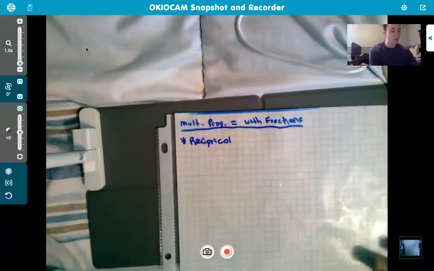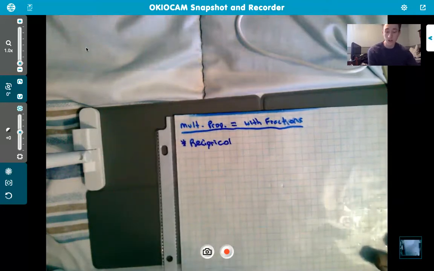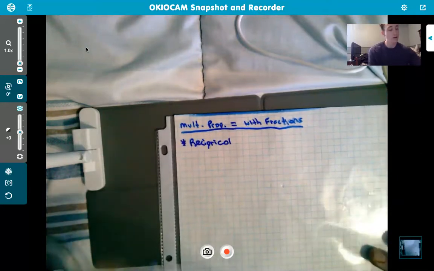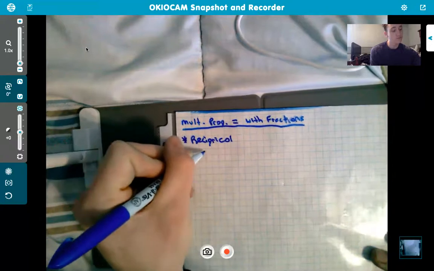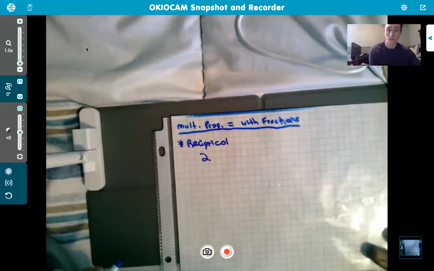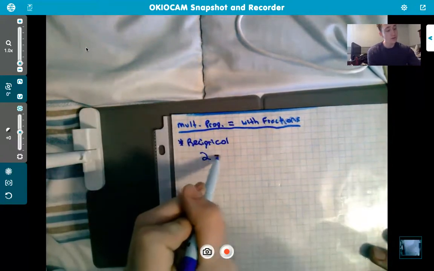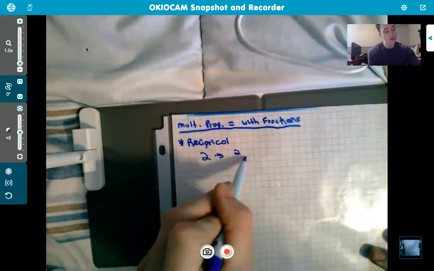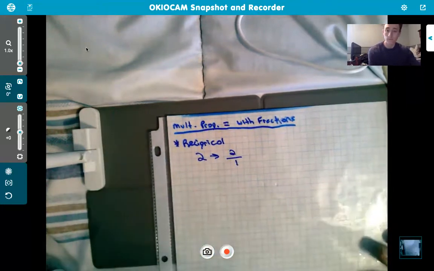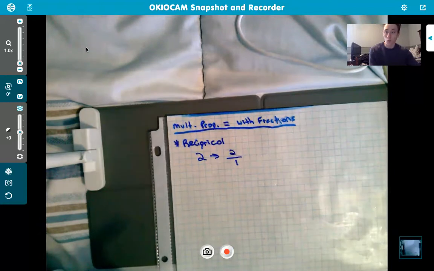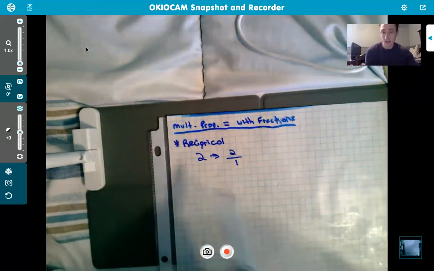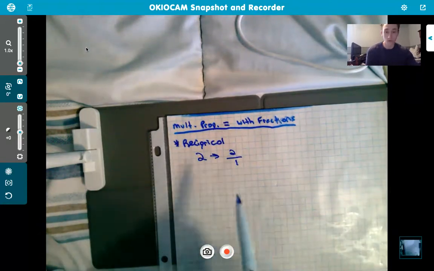And the reciprocal is if we were to take a fraction or even a whole number. All right. So actually, we'll start with a whole number, such as 2. Well, 2 is the same thing. We can look at this as 2 over 1, right? Anything divided by 1 is just itself. So you can take any whole number and write it as that number over 1.